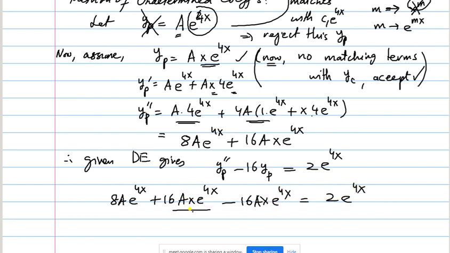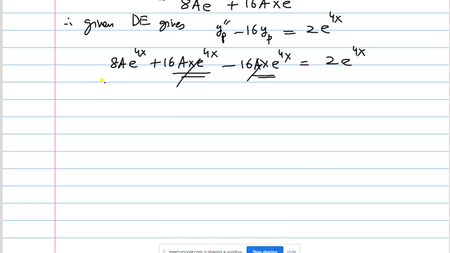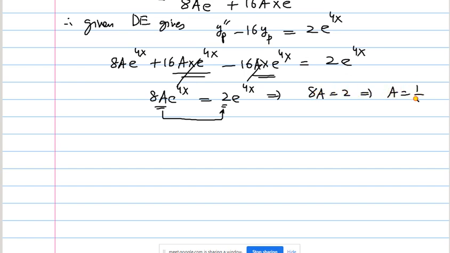Now these two terms cancel, you see, they cancel, right? So now I got only 8ae^(4x) equal to 2e^(4x). They will be equal if 8a is equal to 2. Otherwise, they will never be equal. So if 8a is 2, now you divide by 8 on both sides, and you get 1/4. So a is 1/4.